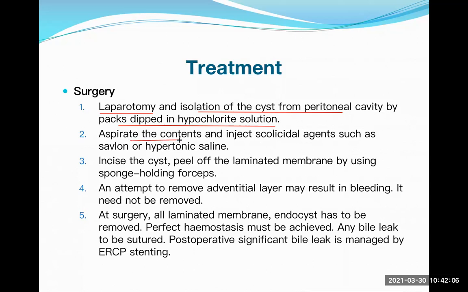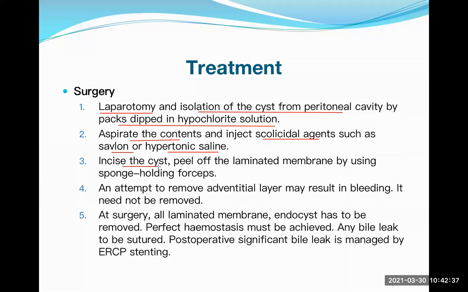Aspirate the contents and inject a scolicidal agent such as savlon or hypertonic saline into the cyst first. Try to kill those scolices of Echinococcus granulosus, and when you are sure that has happened, then remove the cyst. That is the way. So first aspirate the contents, whatever is there, and inject the scolicidal agent. Then you go for proper surgery.